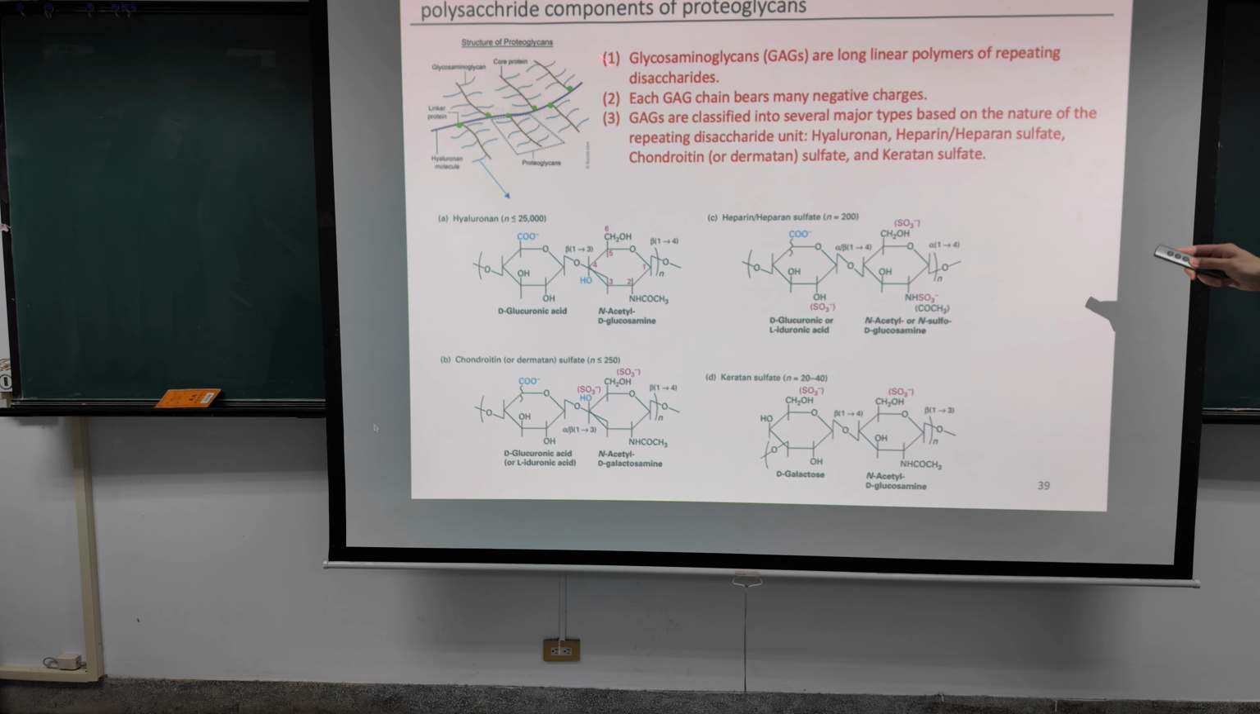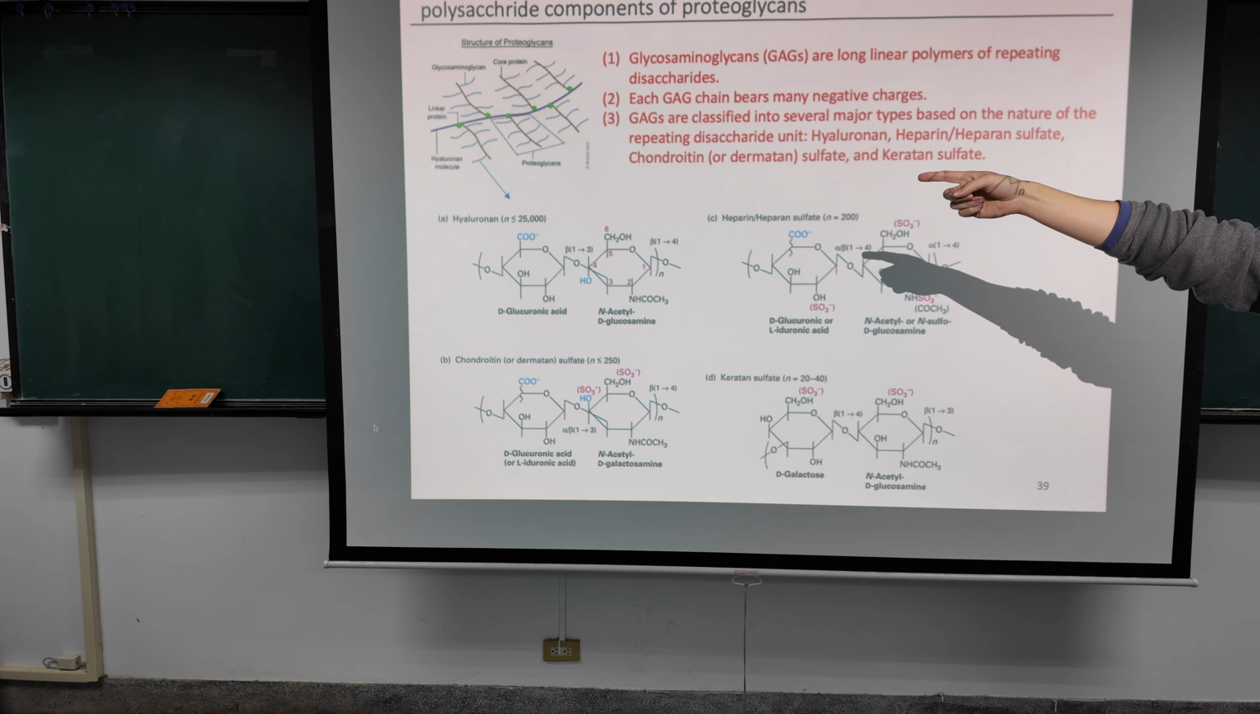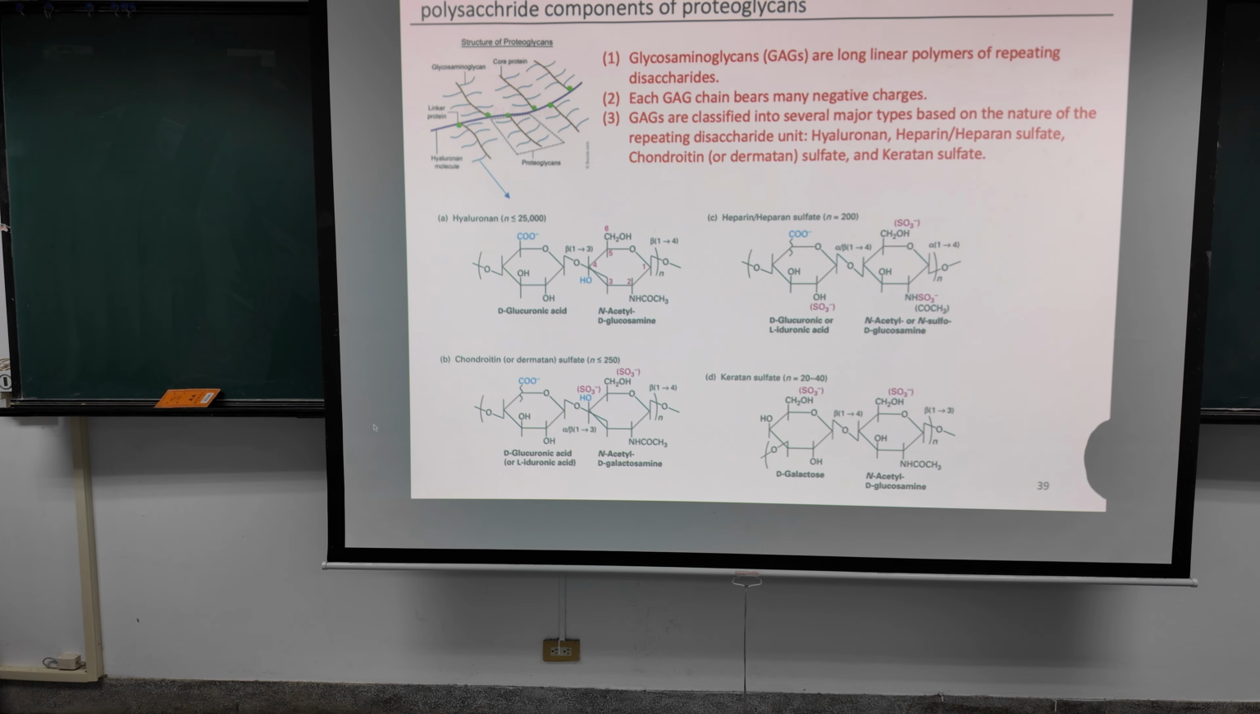So it basically will generate a gel-like environment around those proteoglycans. That is why your connective tissue has flexibility but still has mechanical support. It's not a bone. Bone doesn't have flexibility, but your connective tissue has flexibility. It's more like a gel.